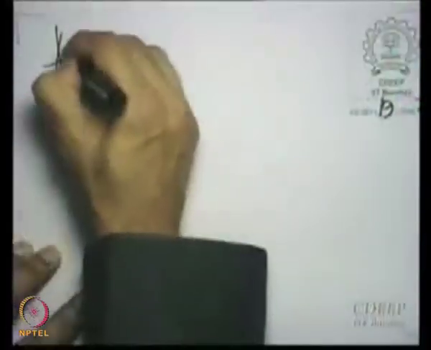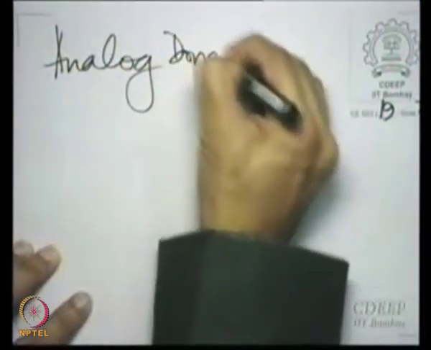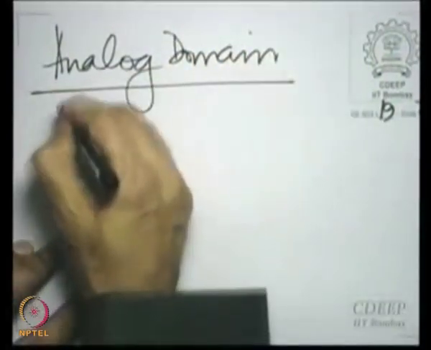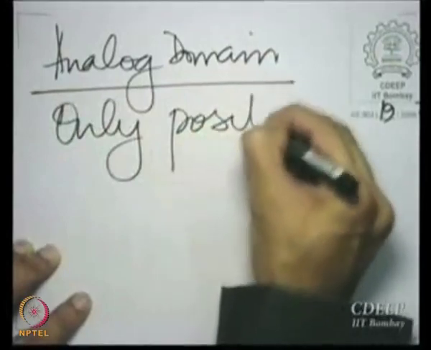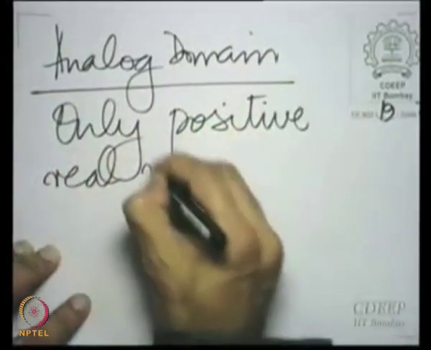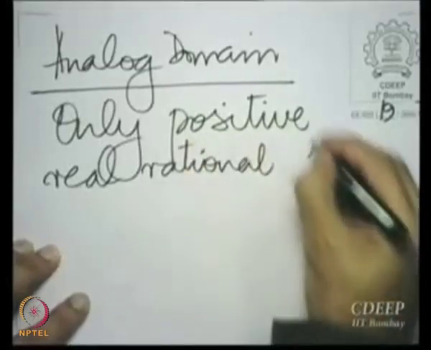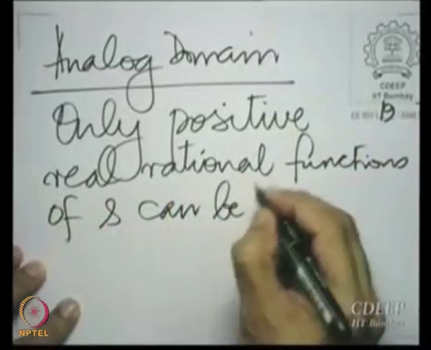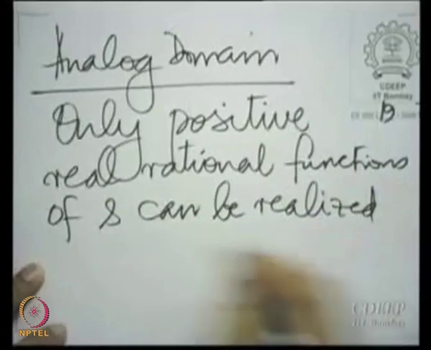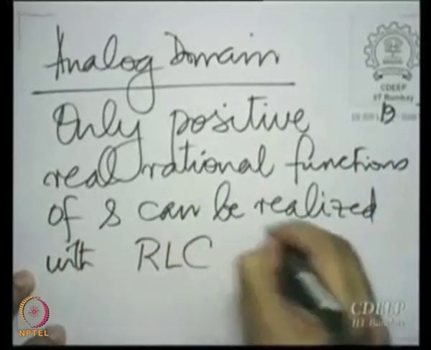Now, positive realness is something that we cannot quite deal with entirely in this course. I assume that some exposure may have been given to you in a course on network theory if you have had one, but if you have not, do not worry too much about it. But anyway, let us make a remark. For the analog domain, only positive real rational functions of S can be realized with RLC filters.